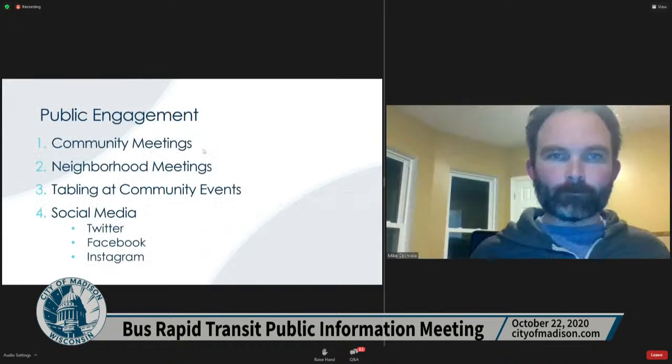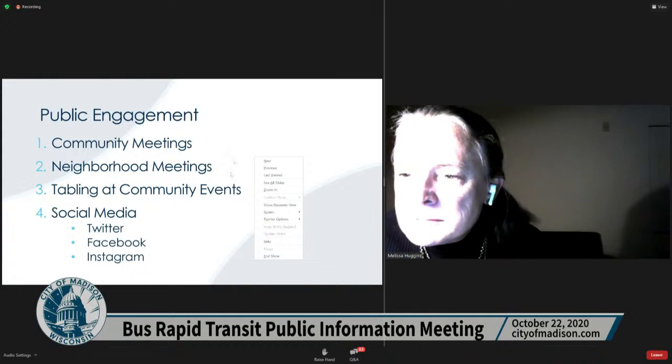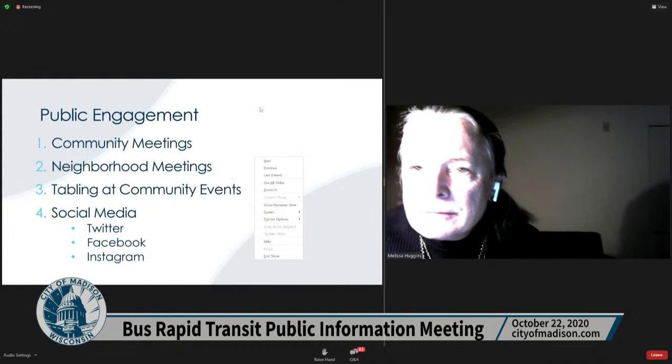So, of course, this is the stuff Urban Assets always thinks is the most important because it has to do with, and I don't know why I'm so zoomed in. Can you guys see that? My whole screen?